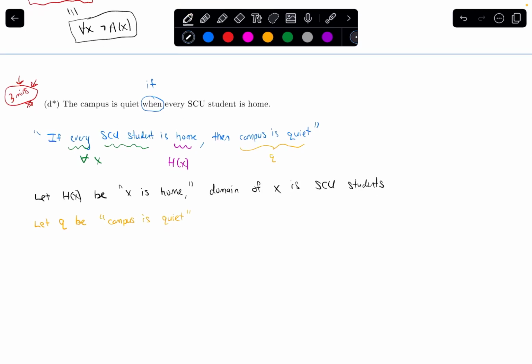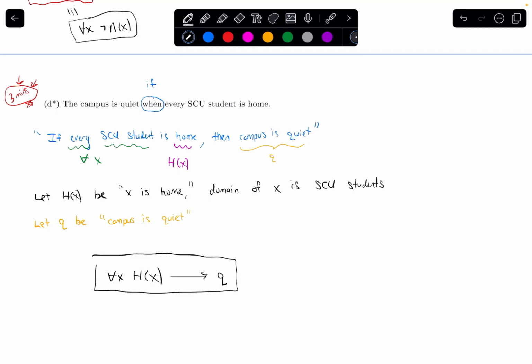So the key thing that I see here at the core is this if-then statement. So I'm going to have some implication. I know what comes at the end is campus is quiet. And I know that that is Q. And the if part of this says every SCU student is home. So that would be saying for all X, for all SCU students X is home. Or another way to write that is H of X. So for all X, H of X, that implies Q. And there we have it. There we have it in logic.